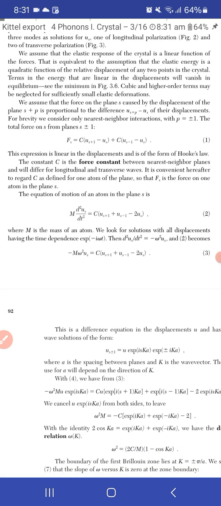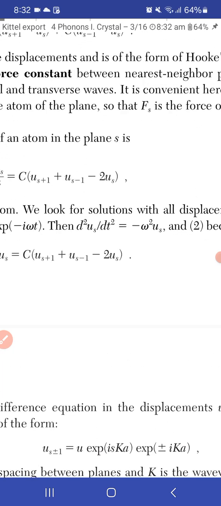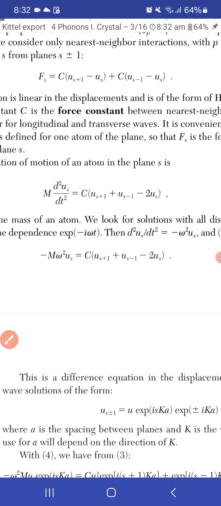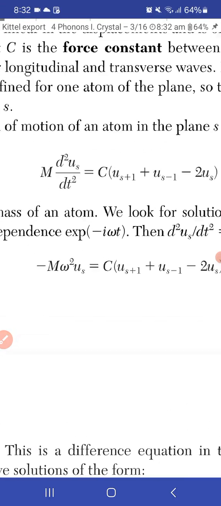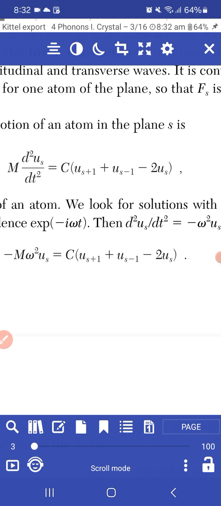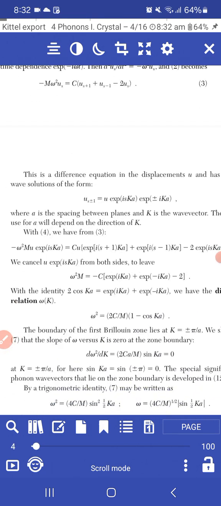Where m is the mass, we look for solutions of all displacement having time dependence ये। Then d² ये acceleration is equal to minus omega square u. Acceleration is equal to minus omega square u. This becomes m, यहाँ पे था m acceleration, तो माइनस m ओमेगा स्क्वायर Us, C इज इक्वल टू C ब्रैकेट में पहले वाला बाद वाला माइनस 2 Us अभी वाला.